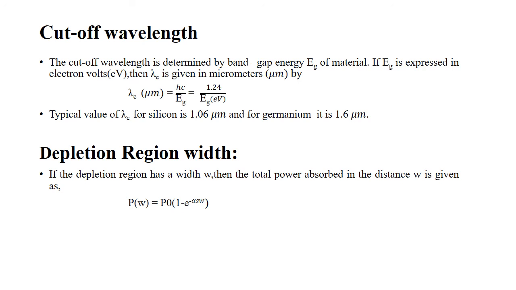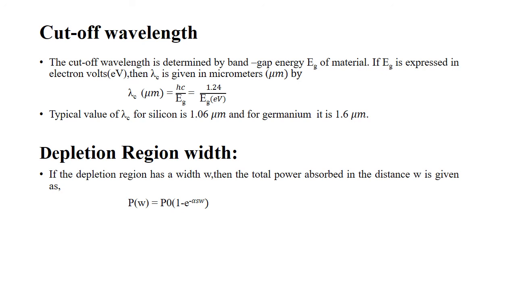If Eg is expressed in electron volts, then lambda c is given in micrometers by lambda c equals hc divided by Eg, which is equal to 1.24 divided by Eg in electron volts. The typical value of lambda c for silicon is 1.06 micrometers and for germanium it is 1.6 micrometers.